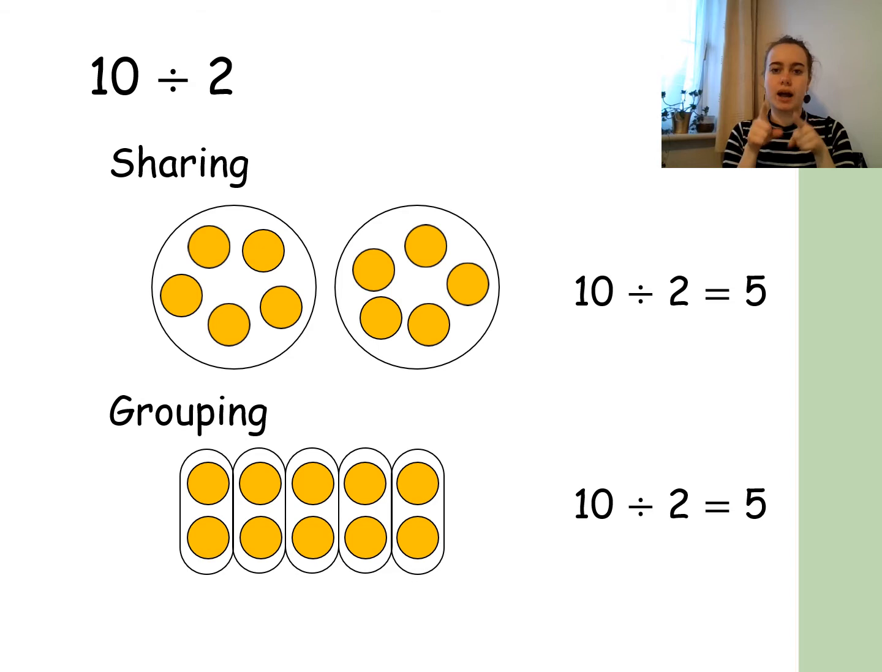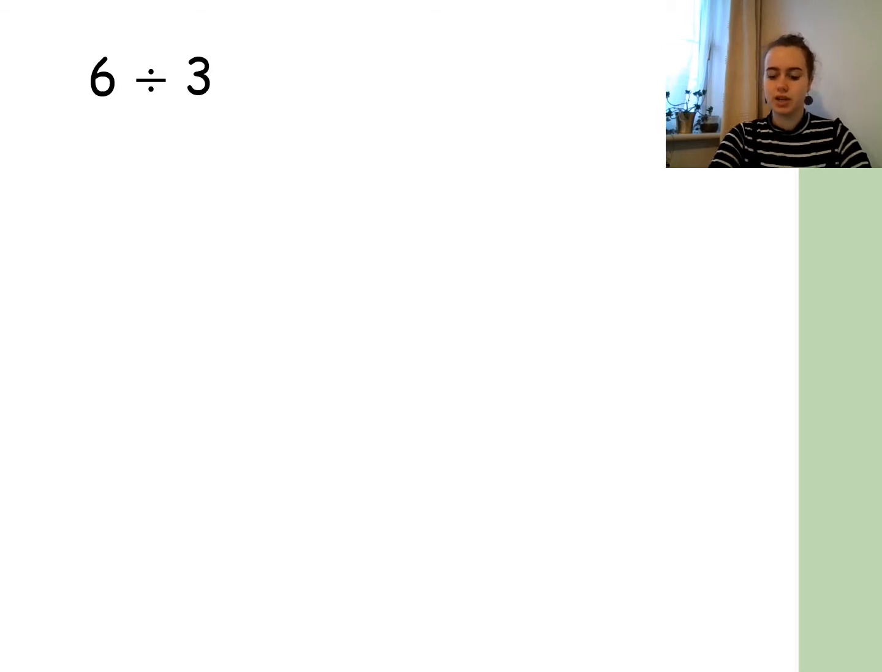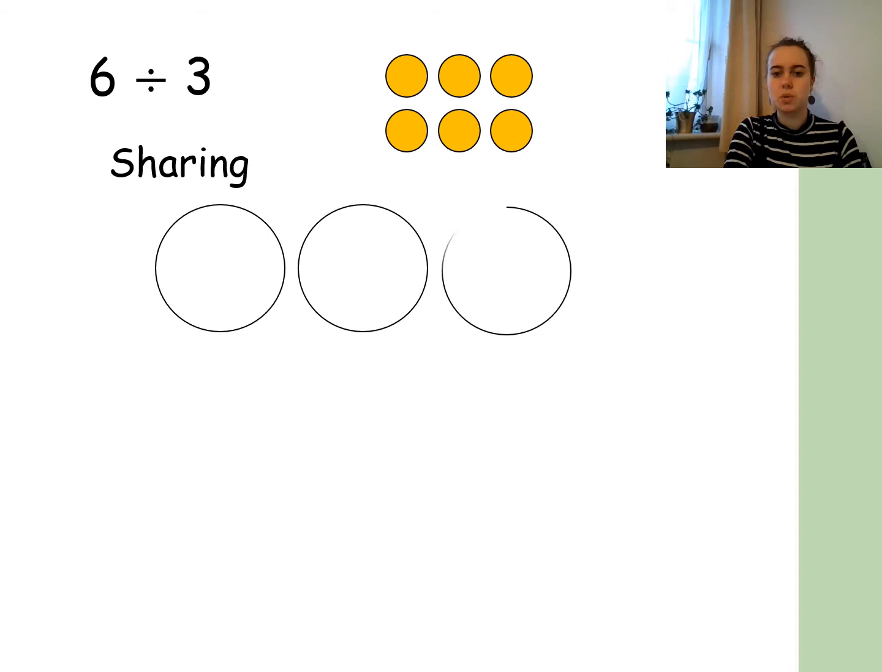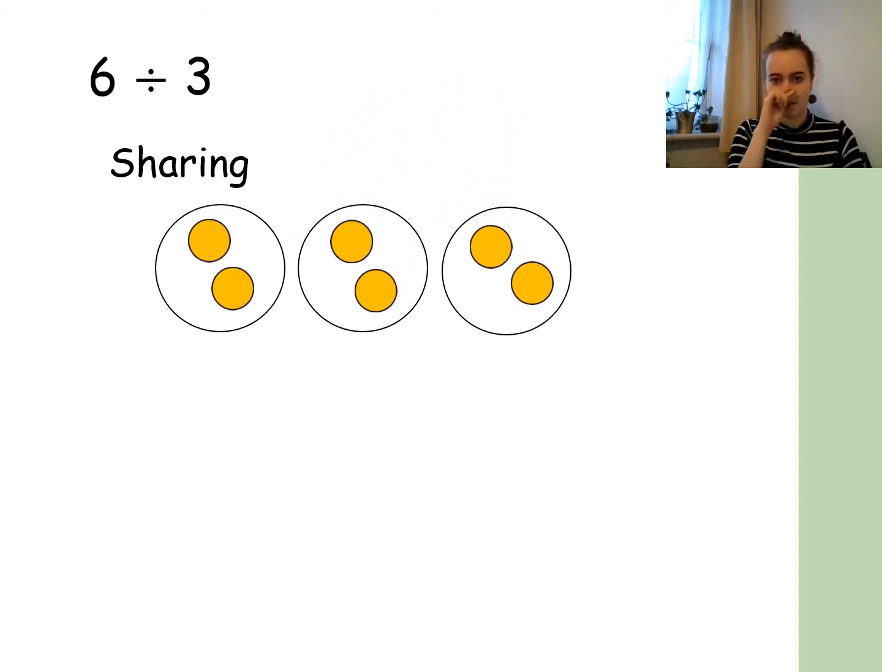So you need to work out what works best for you, whether you find it easier to share the counters out or you find it easier to group them into 2s. And it might be different for different questions. So 6 divided by 3. Let's begin by sharing them out. So 6 divided by 3, we've got 6 counters. Divided by 3 means 3 groups in this case when we're sharing. Sharing them out equally. That gives us 2. 6 divided by 3 equals 2.